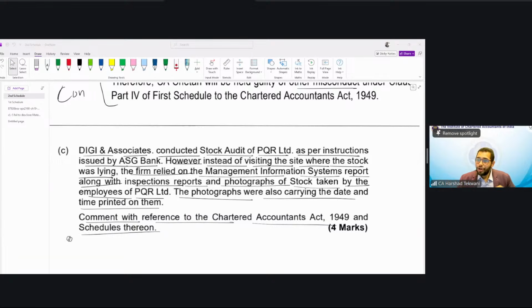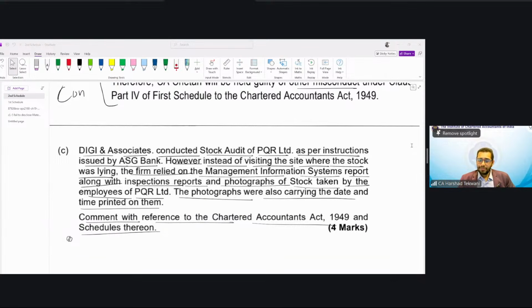Now, here the auditor did not perform the audit. He did not physically visit the site. Rather, he relied on the photographs or the reports provided by the management. Now, the photographs carry date and time printed on them. Do they carry the place location, the GPS coordinates showing it was taken from the warehouse only? Date and time can also be edited on the photographs. The photographs can be edited. And with AI, anything can be done now.